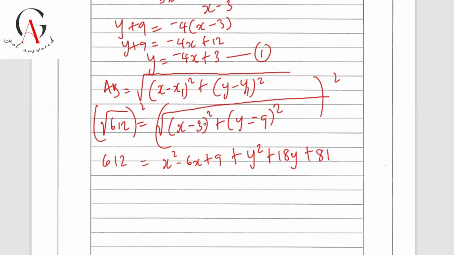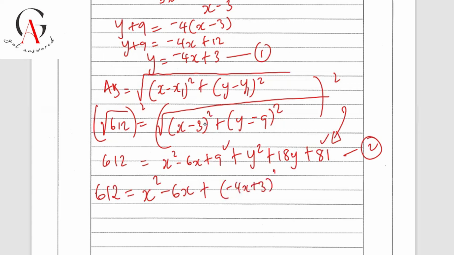But remember our Y, if this is equation number 2, let's substitute this Y into this equation. So 612 is equal to X squared minus 6X. This and this is going to give us a 90. We have -4X plus 3. We're squaring that. Plus 18 times -4X plus 3. We said plus a 9.